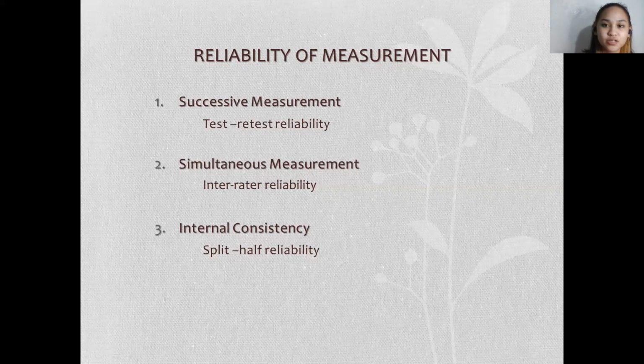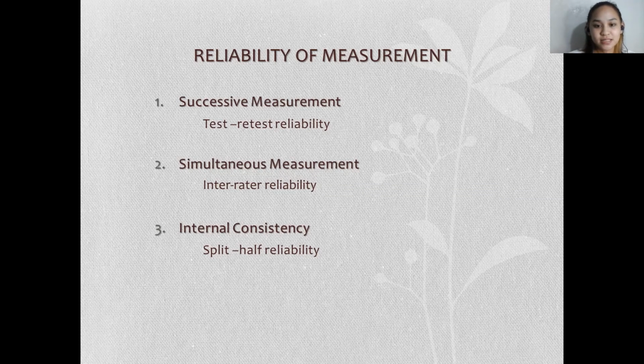Reliability is the consistency. Types of reliability are the test-retest reliability or the successive measurement. It is the test of the same variables on the same individual. The simultaneous measurement or the inter-rater reliability: we would have different raters to rate the personality measurement. Next is the internal consistency. In split-half reliability, split the set of items in half and compute the separate scores.